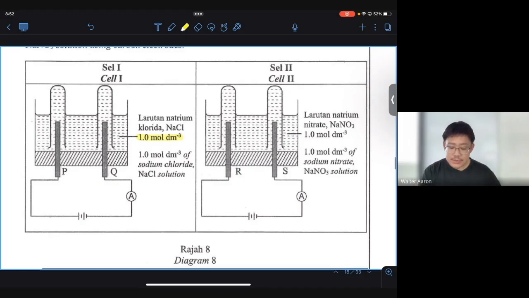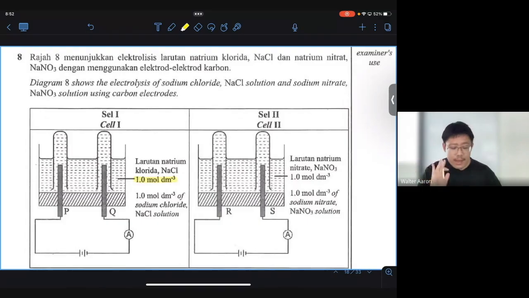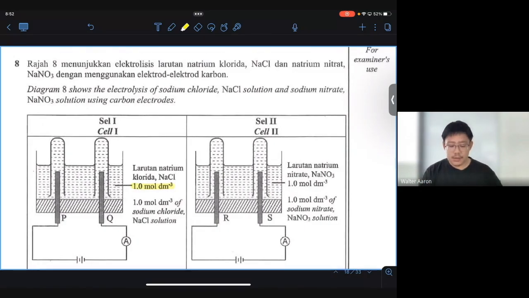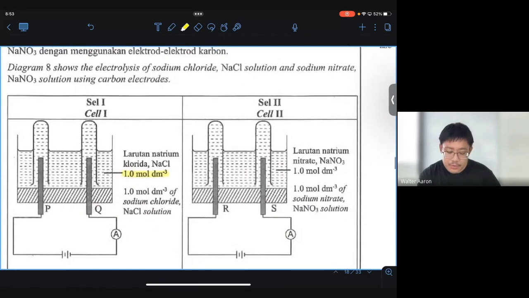But in this case, they didn't say whether it is diluted or concentrated. You get confused and say, oh my God, is this concentrated or diluted? Because 1 seems very sus. But the answer is concentrated, because 1 and above is considered concentrated already. So your substance to be discharged is based on a concentrated solution. You have 1 mole per dm cube of sodium chloride, and 1 mole per dm cube of sodium nitrate also.